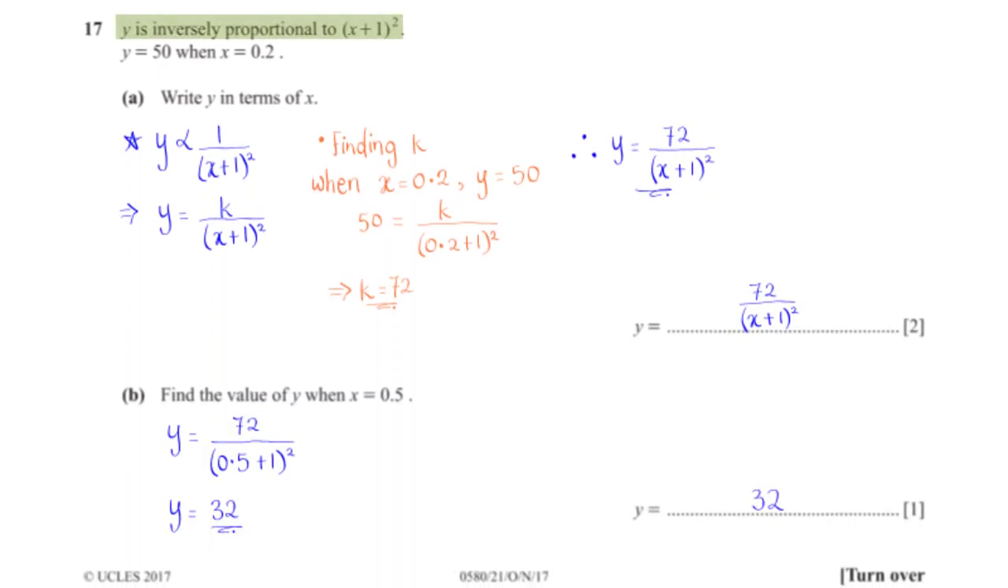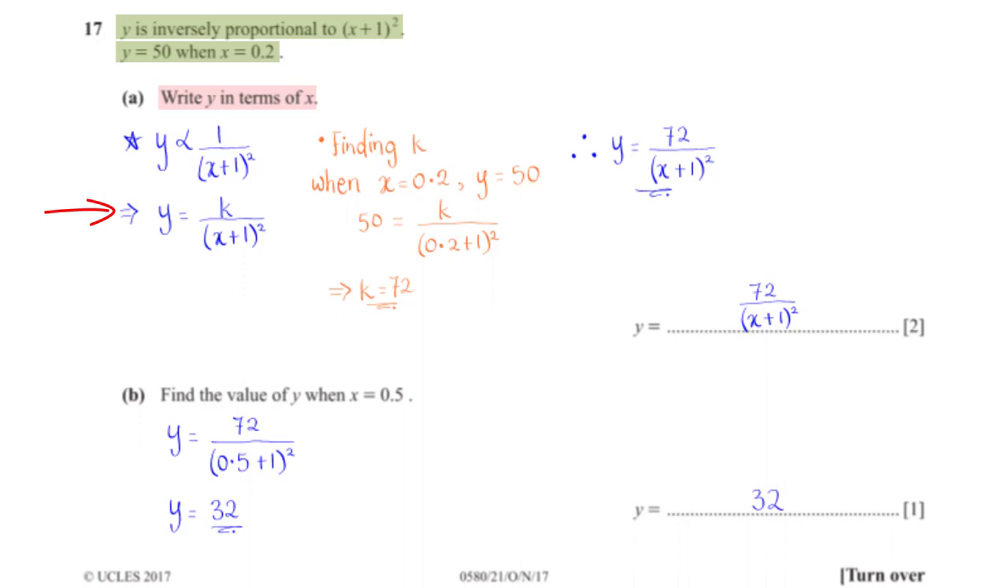y is inversely proportional to (x plus 1) squared. y is equal to 50 when x is equal to 0.2. Write y in terms of x. So in mathematical terms, we are going to write y is inversely proportional to (x plus 1) squared. This means that y is equal to a constant, which we are going to call k, divided by (x plus 1) squared. So now we need to find the value of k.